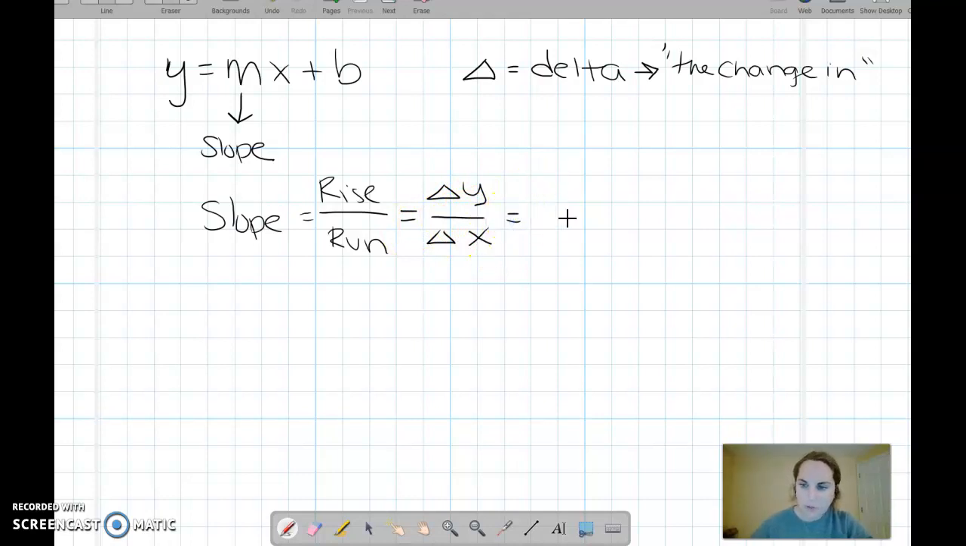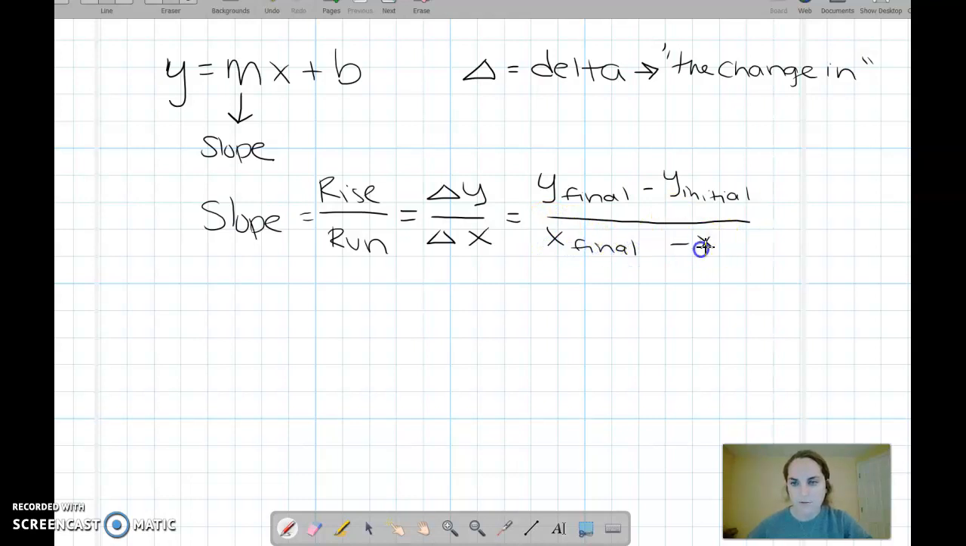So what that actually means though is y final minus y initial over x final minus x initial. And you might be like, Miss Brennan, what? And I will say, that's okay to not understand. What we are trying to do is recognize where we are starting from and where we went. But in order to find the change in something, we have to go from where we ended and where we started. Okay, so where we ended minus where we started.